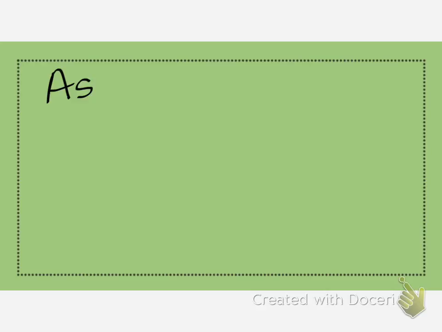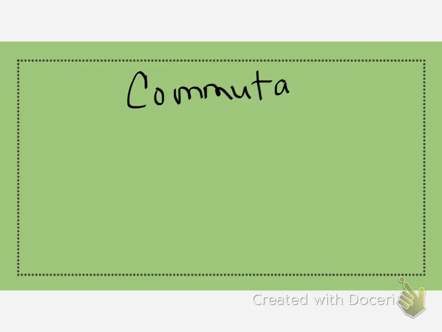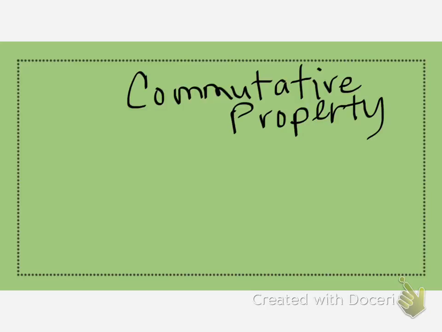The last property to show you is commutative. Commutative is almost the same as associative. Okay? It's just all about order. Commutative property. It's all about order. And you can do it with addition or multiplication, either one.